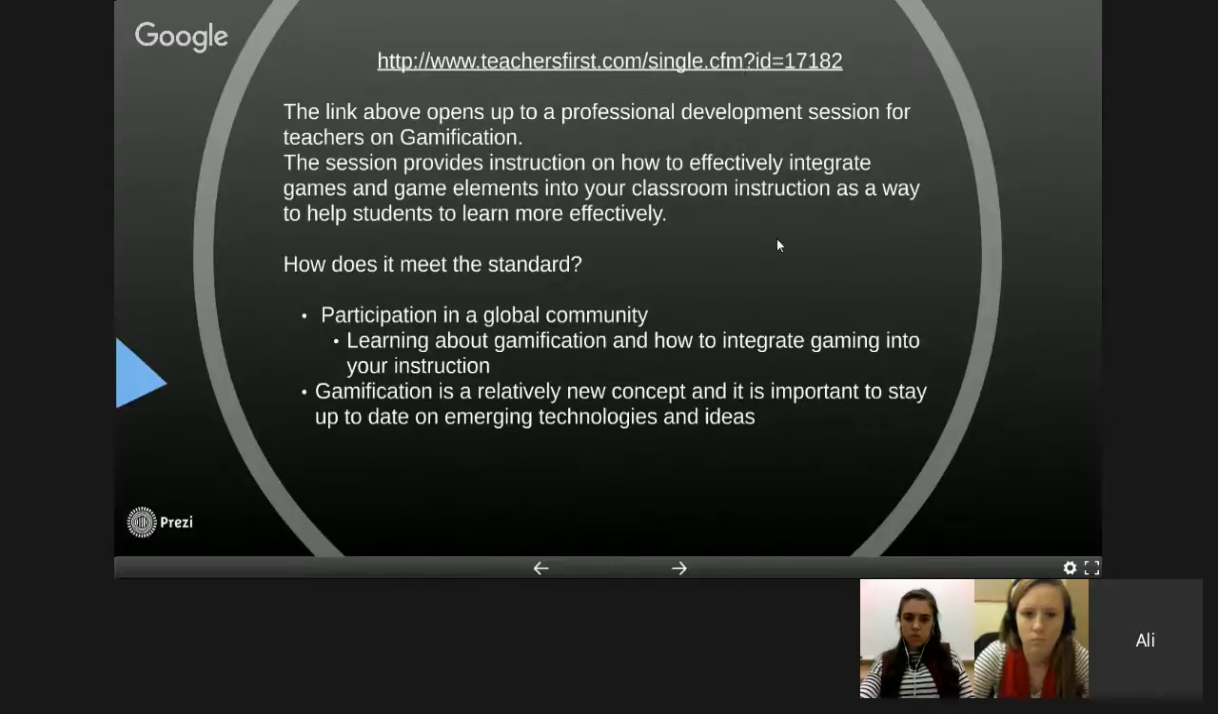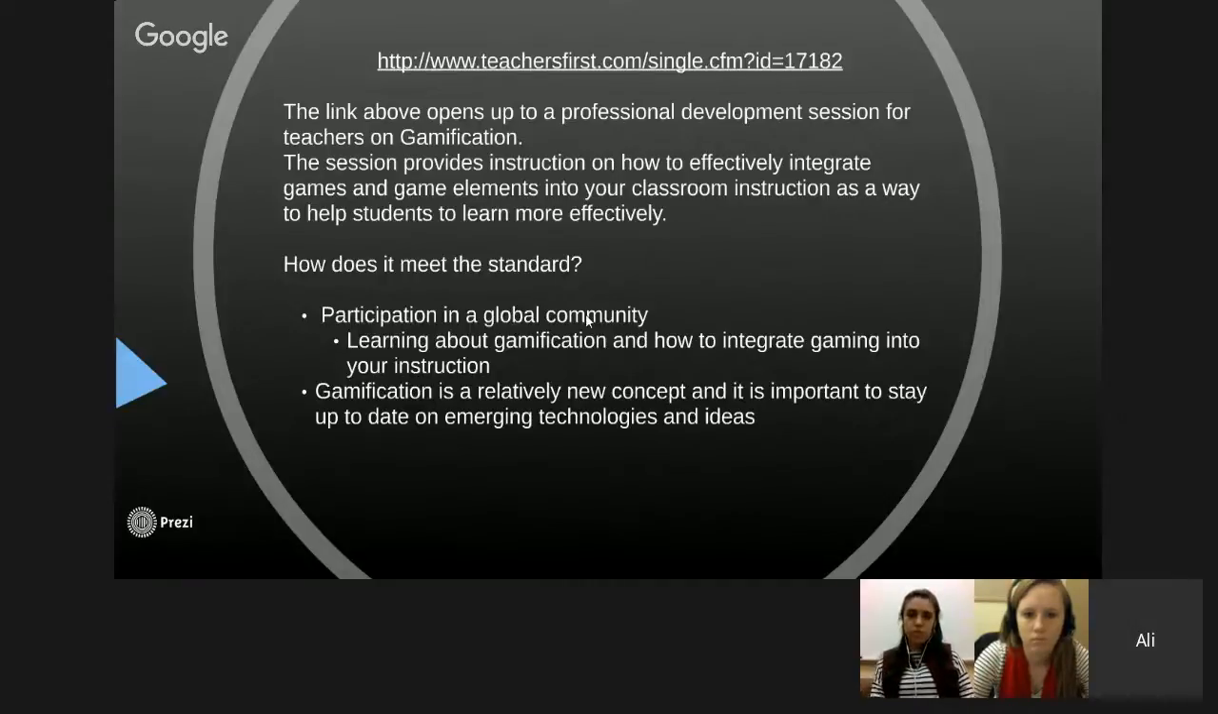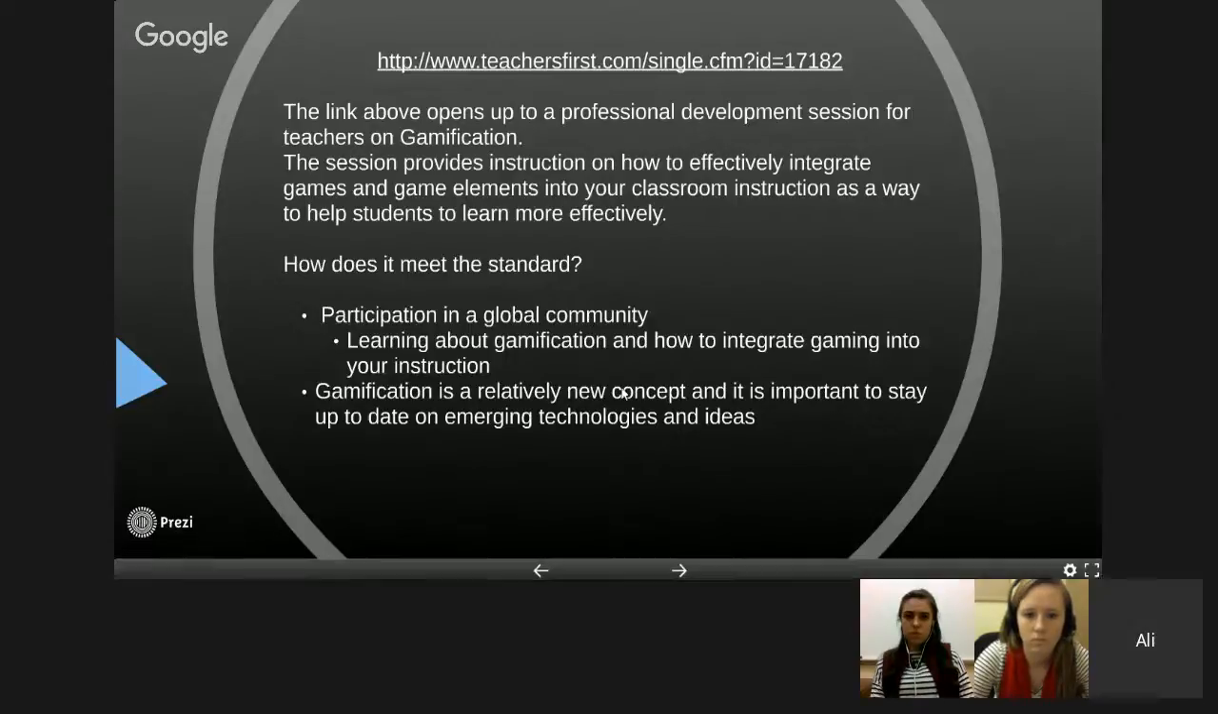It's from Teachers First. And how does it meet the standard? It's having the teacher participate in a global community in order to learn about gamification and how to integrate gaming into your instruction. Gamification is also a relatively new concept, so it is staying up to date with new technologies and ideas.